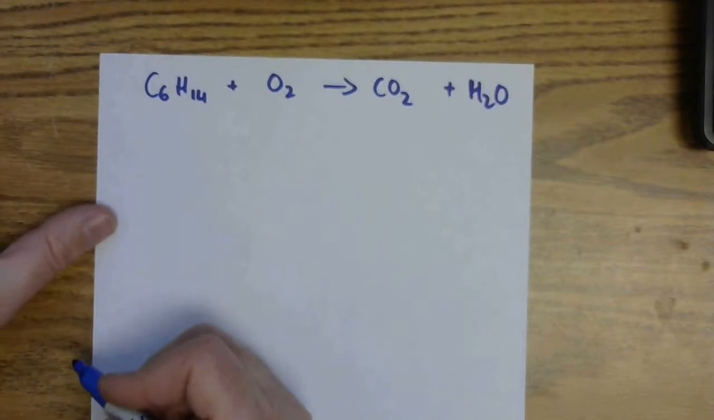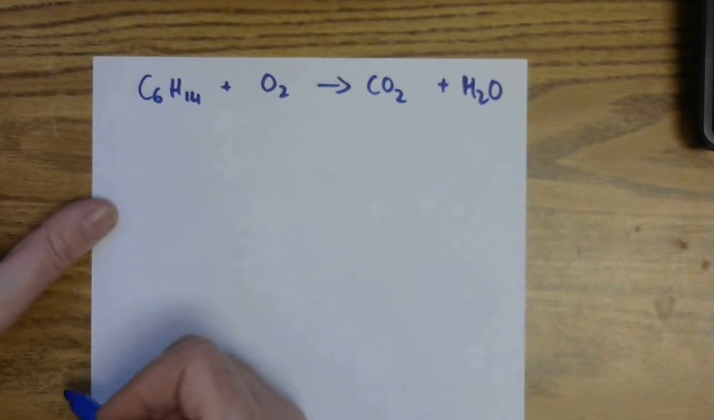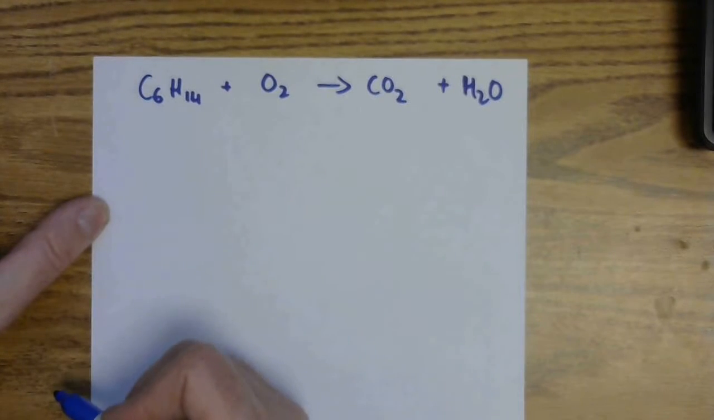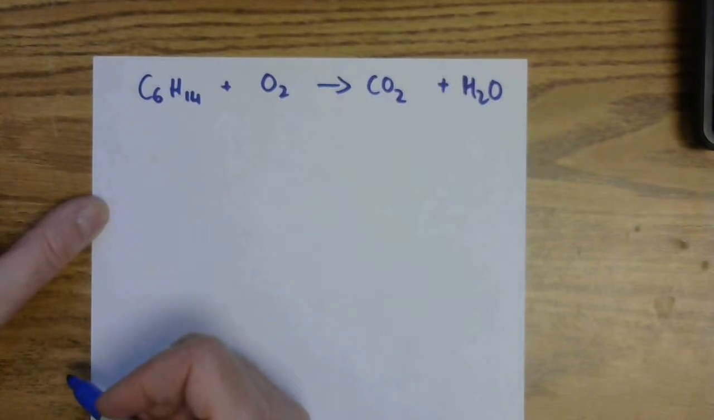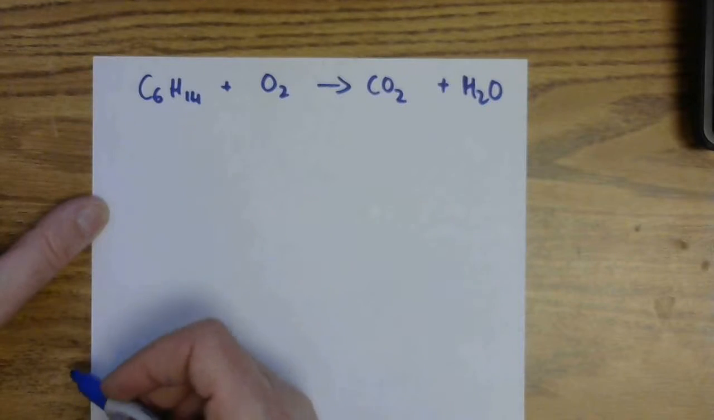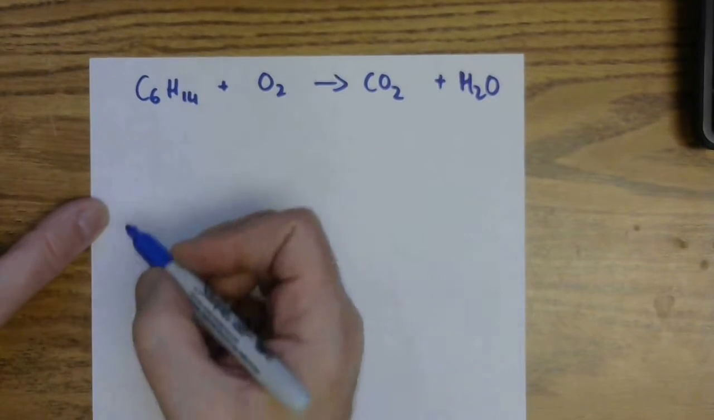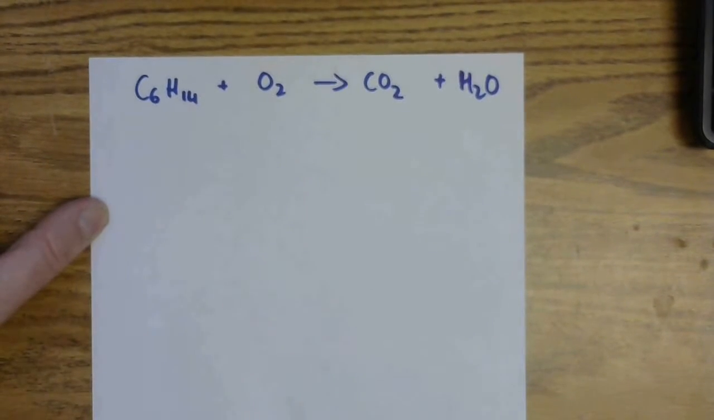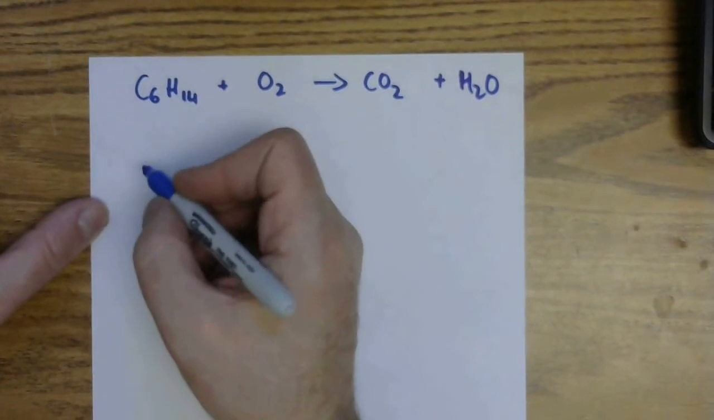Okay, so in this video I'm going to demonstrate balancing this equation, and my strategy is to begin with the most complex compound and balance for the atoms that are present in that substance first. So I'm going to start with the C6H14 in this skeleton equation.